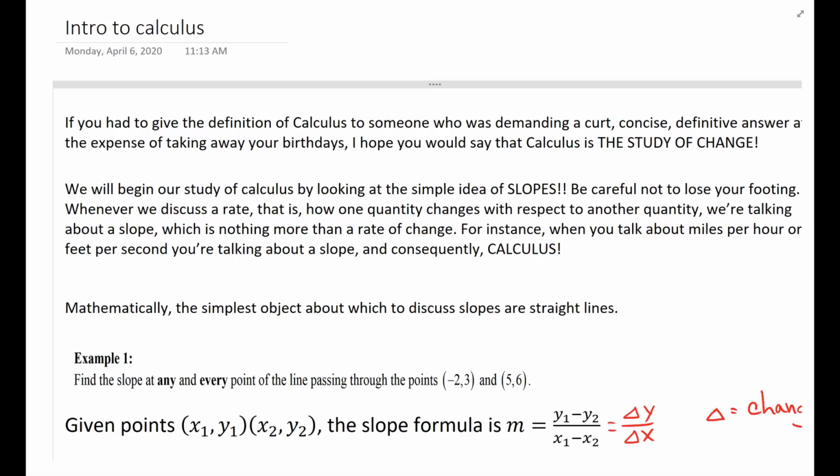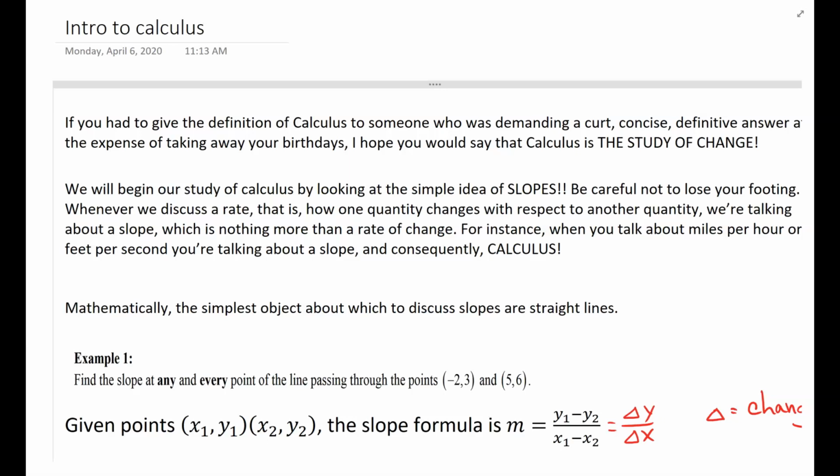Okay, guys, today we're going to start our intro into calculus. Let's first talk about what calculus means. I know it can be an intimidating word. If someone were to come up to you and ask you what is calculus, you could easily tell them the study of change. So we'll be beginning our study of calculus by looking at the simple idea of slopes.